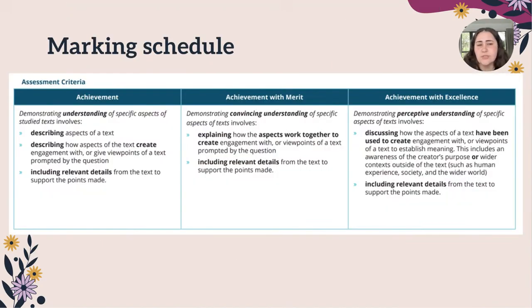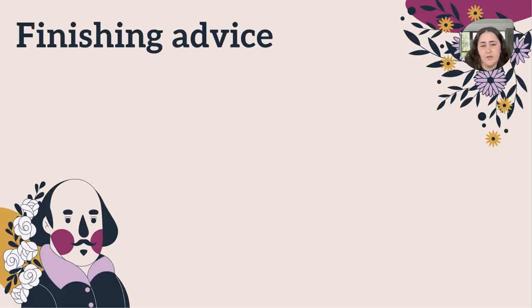This is my marking schedule, so this is what the marker will use to mark my essay against. To get achieved, you have to describe film techniques, show some sort of engagement with it, and also include relevant details like your evidence. For merit, you need to show how they work together, and include relevant details. For excellence, you need to discuss deeper engagement with it. So you want to be connecting it to the world, zooming out, my favorite word. Also talking about author's purpose, and then also including relevant details. So let me know what you think I got in the comments.